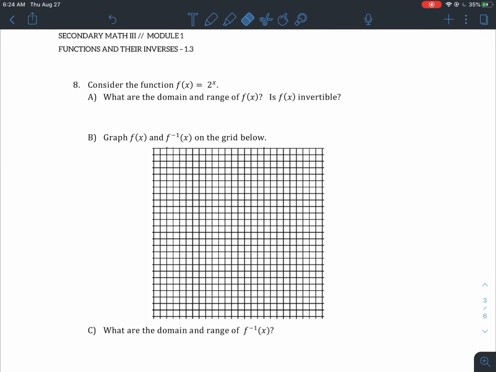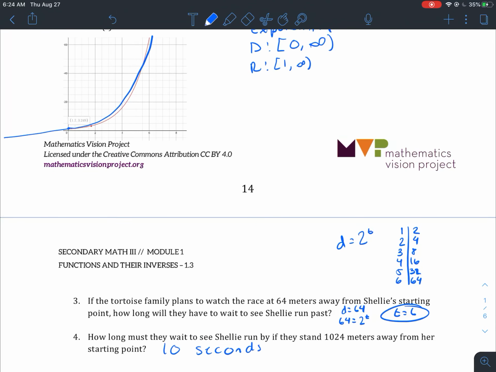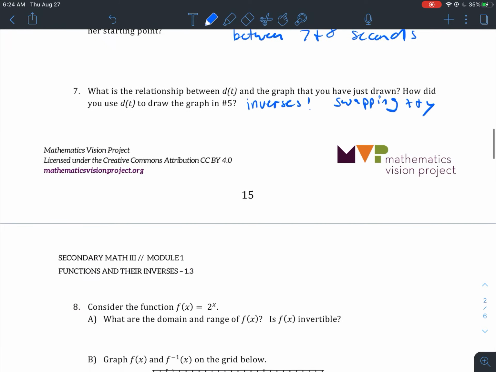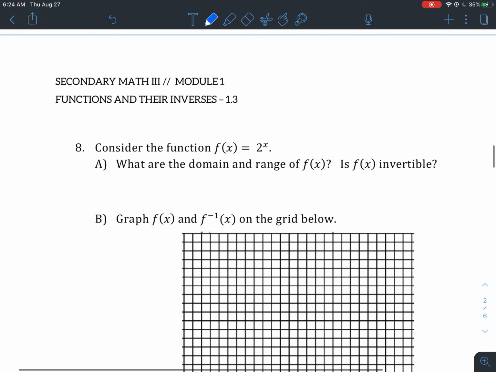For number 8, it says, consider the function 2 to the power of x. So before we had kind of a restricted domain, right, because we didn't want time to go negative. That's why we started at 0. But now they're just talking about the function in general. They're talking about this entire thing that continues on where we can have a negative x value. So it says, what are the domain and range of f of x? So we go ahead and we look. The domain of f of x would be all real numbers.